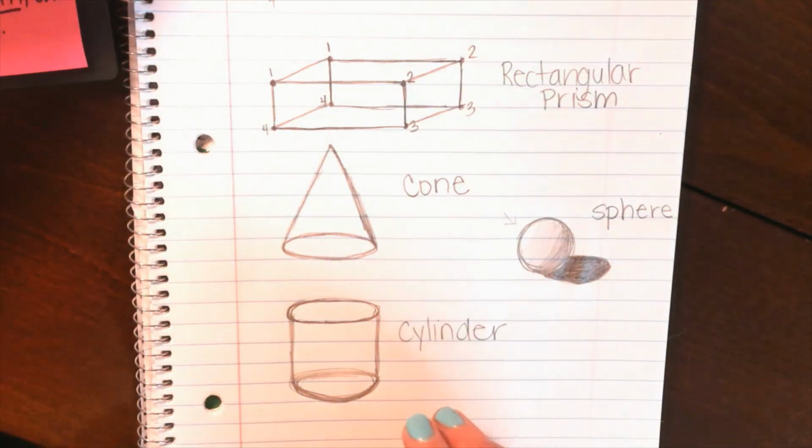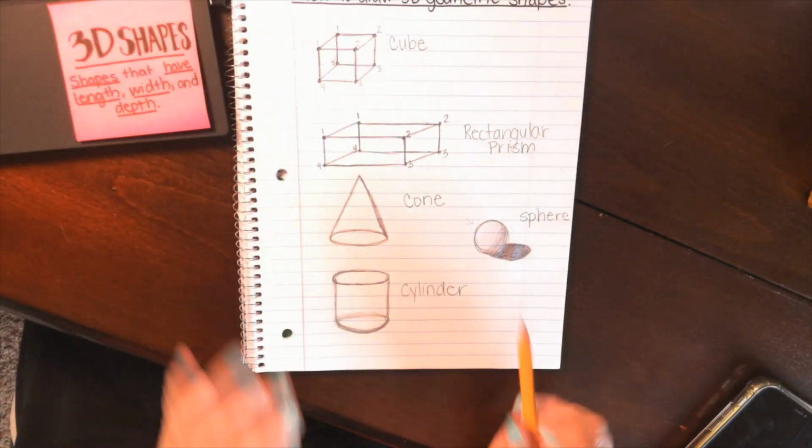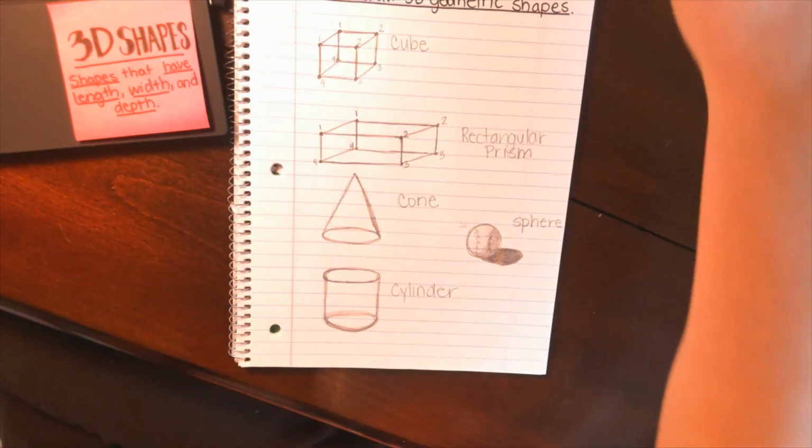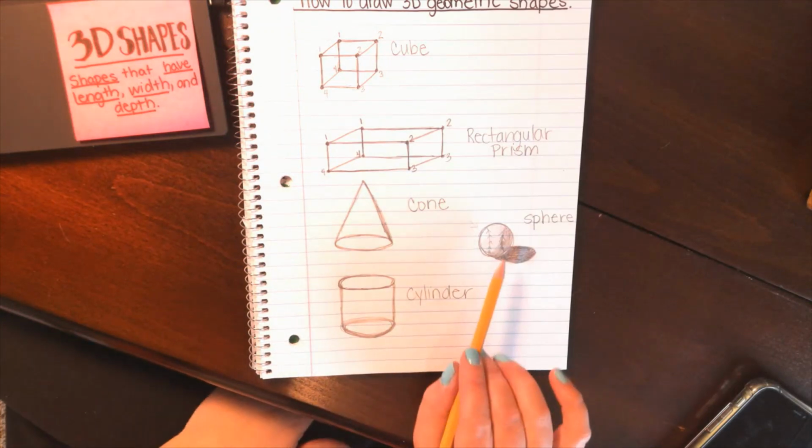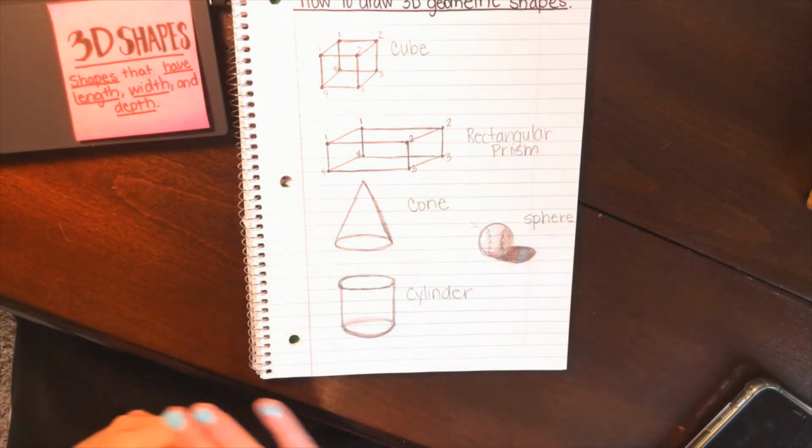Now, if you do want to go back to all of your shapes and create value, you can. So if you want, you can watch me. I'm going to shade in the rest of these three-dimensional shapes to make them look more like my sphere. I'm going to be using that value.